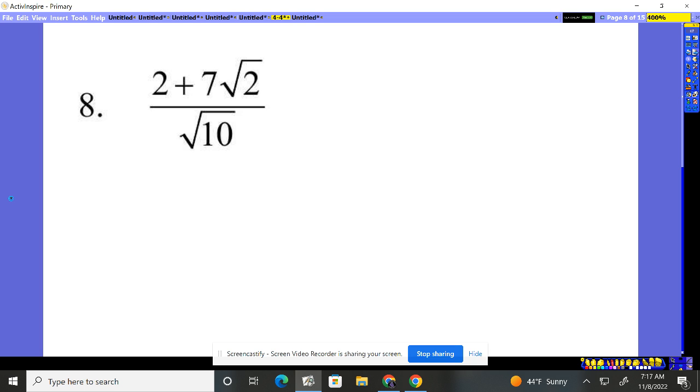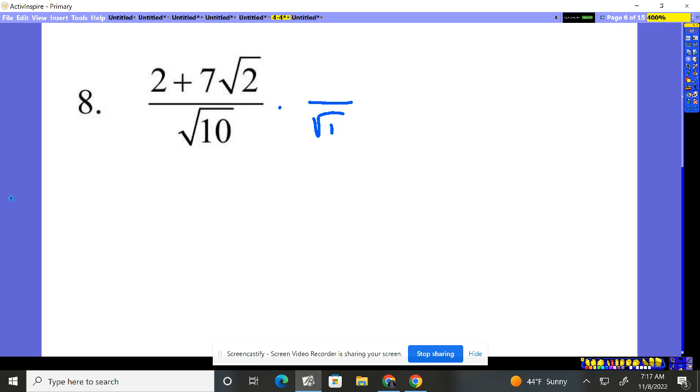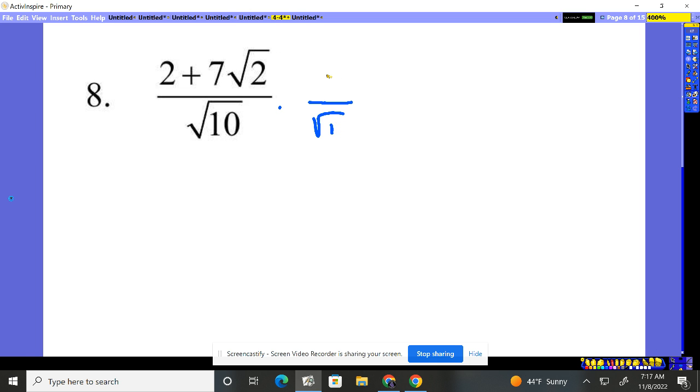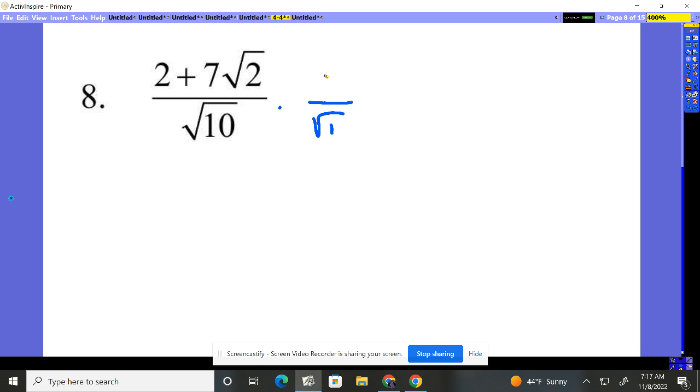All right, we have a little root 10 here. So a couple of things we can do, but let's just go ahead. We're going to multiply by root 10 over root 10.